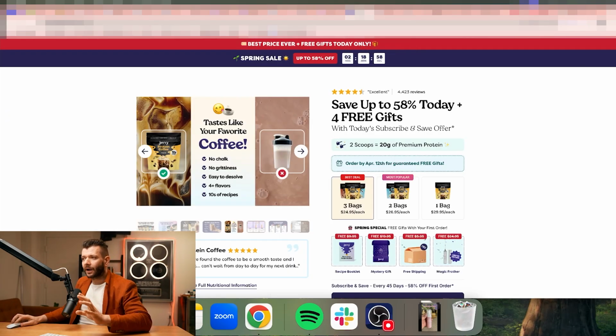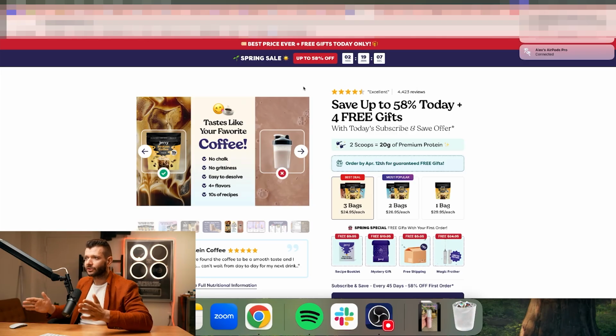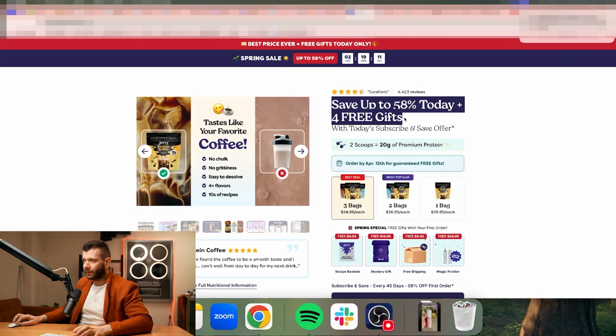Number one is high quality images. So you can see here, for example, on Javi website, this page here generates tens of millions of dollars a year, and it helps them to scale tremendously. Second element is a headline and a good offer. So save up to 50% off today, plus 4 free gifts. So very good offer here. Also, they're offering free gifts if someone is buying more than one product.